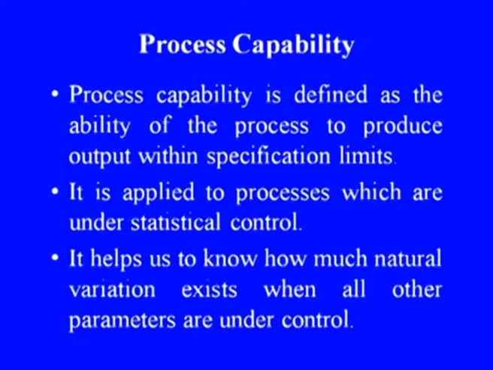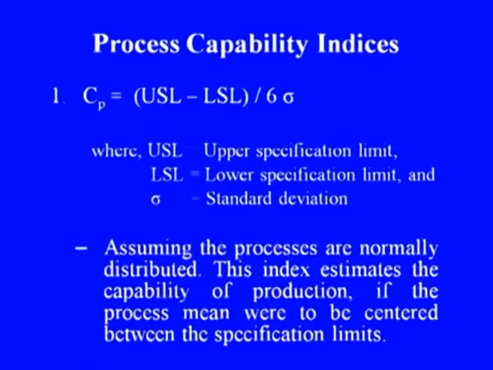Now, let us move on to process capability. Process capability is defined as the ability of the process to produce output within specification limits. It is applied to processes which are under statistical control. It helps us to know how much natural variation exists when all other parameters are under control. There are a number of process capability indices.